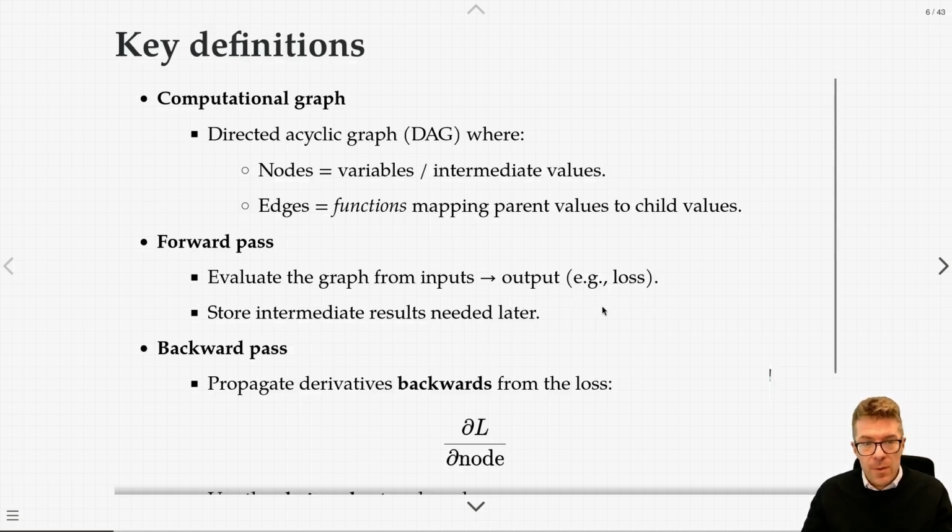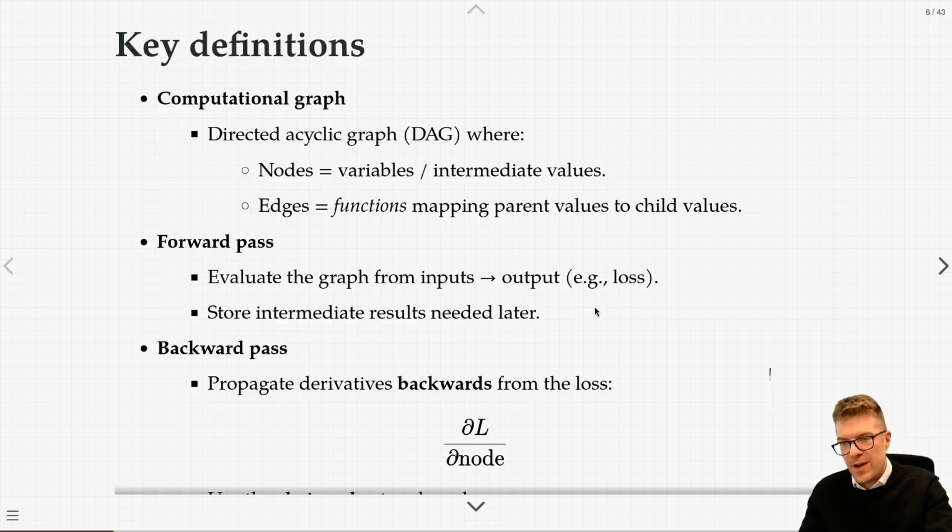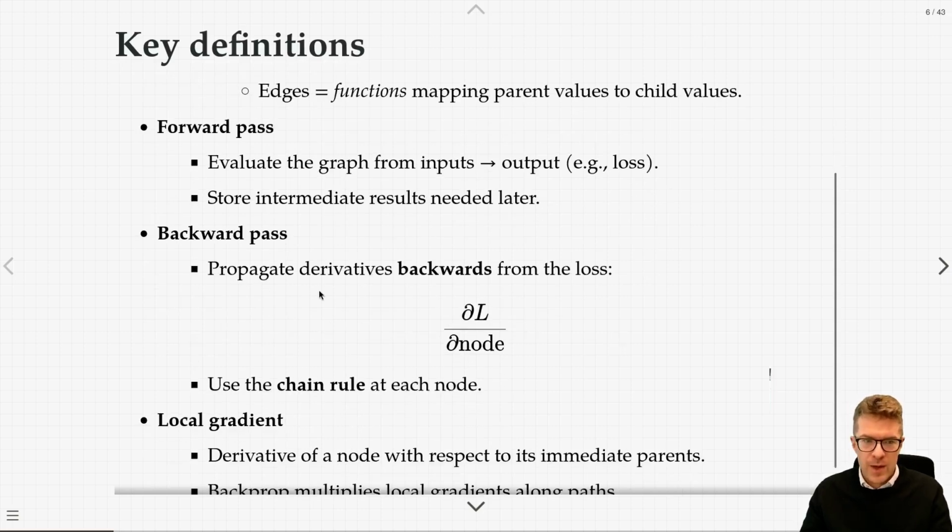There's going to be a forward pass and a backward pass, like I just alluded to a moment ago. In the forward pass, we evaluate the graph from the original inputs. So we have some input variables x, we push everything through to the output, and then we can compute a loss, which will also be represented as a node. And as we do that, we can store intermediate results. And then there's a backwards pass where we propagate derivatives backwards from the loss back towards the input variables x.